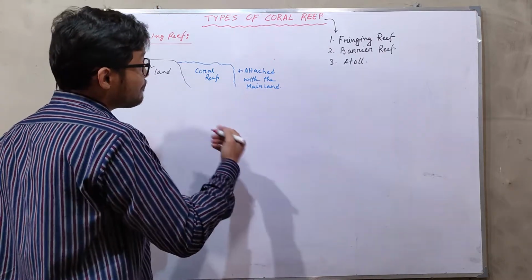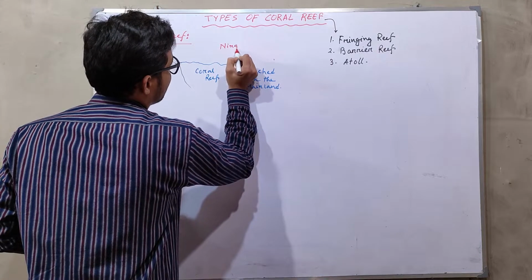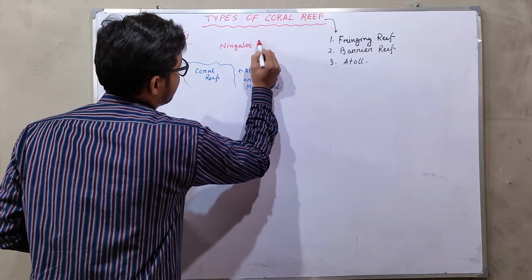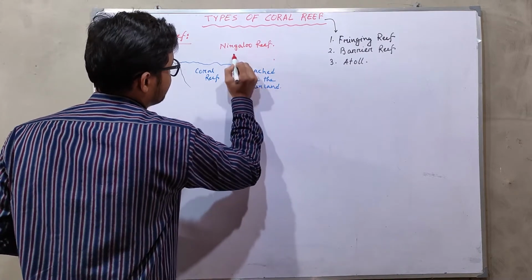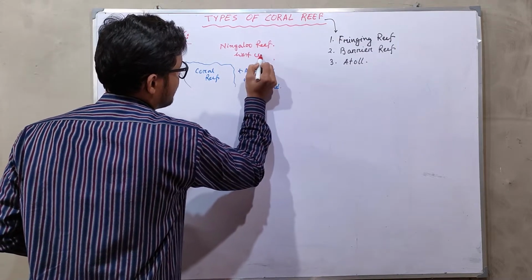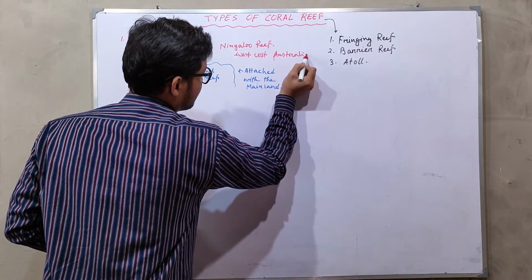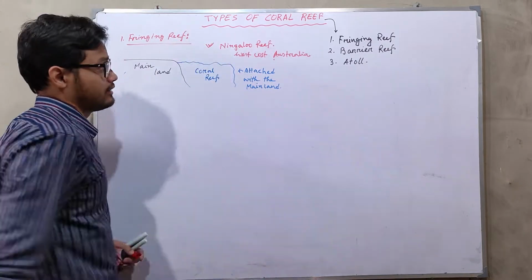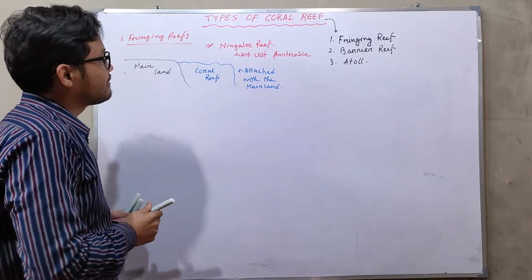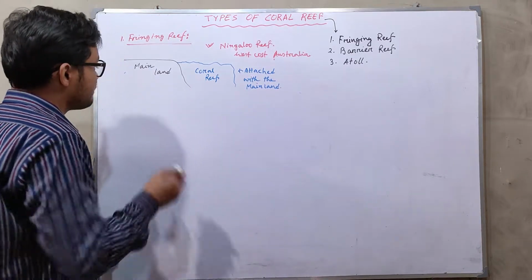An example of the fringing reef is the Ningaloo reef, and it is found on the west coast of Australia. This is the largest fringing reef in the world, and it resides with the mainland, so this kind of reef is known as a fringing reef.